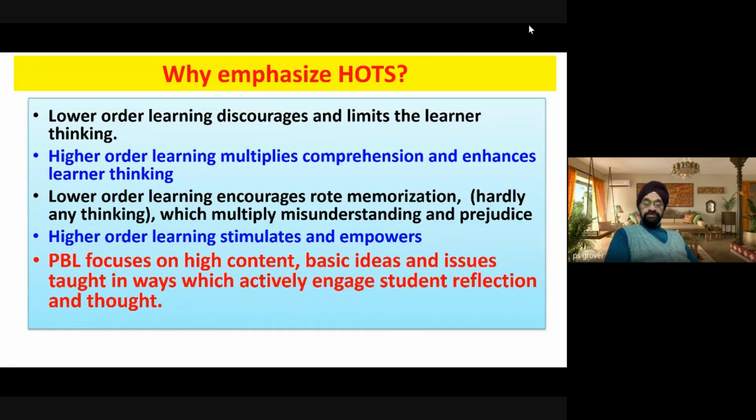PBL puts the onus on the student to think more and more. Higher order learning multiplies comprehension and enhances learner thinking. Lower order thinking encourages rote memorization, hardly any thinking, which multiplies misunderstanding and prejudice. Higher order learning stimulates and empowers students. So PBL focuses on high thinking; basic ideas and issues are taught in ways which actively engage student reflection and thought.